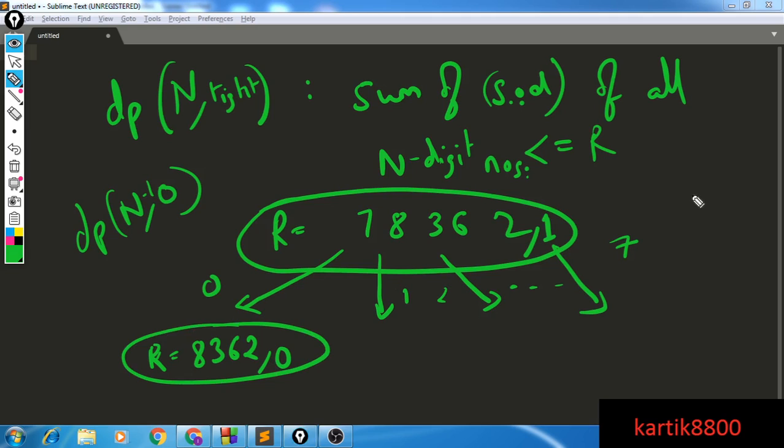If you put in a 1, you will get a contribution equal to 1 times how many numbers start with 1 having n digits less than or equal to r, 1 into c1, similarly 2 into c2, and so on.